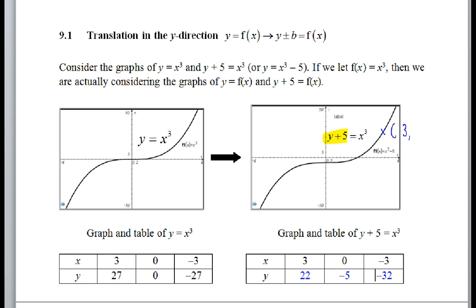Do you follow? So for every single point here, in order to transform here to here, I will take all the y values minus 5. Okay now? Are you okay? Okay.